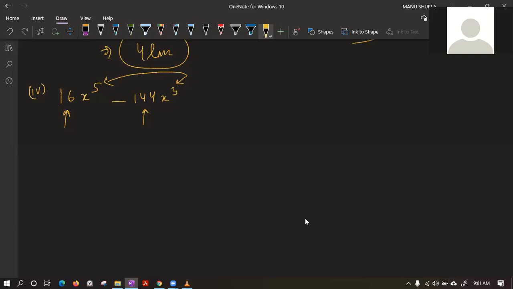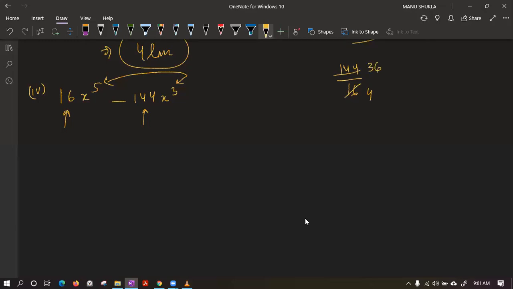Class, please tell me what is common. First thing, if you observe, okay, Kriti is saying 16 is common. I think, Kriti, 144 comes in the table of 16. Let me check. 4 4s are 16, 4 3s are 12, yes, it comes. 16 can be taken common. Very good. So 16 is common.